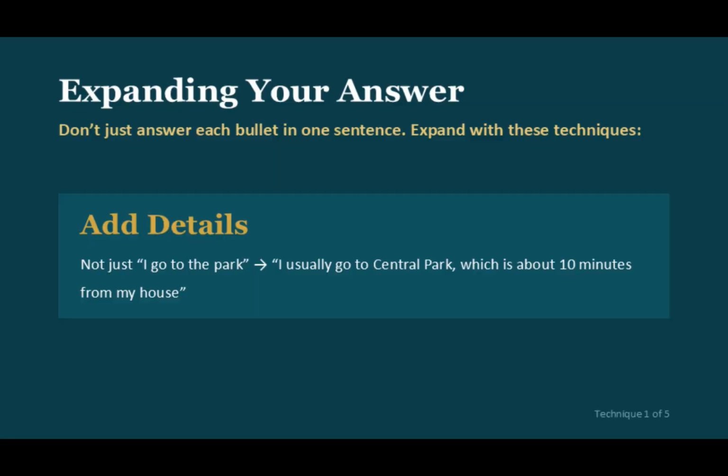We can add details to the answer, right? Not just "I go to the park," but "I usually go to Central Park, which is about 10 minutes away from my house." That bit of extra detail adds a couple of seconds to your time, and it also gives the examiner a bit more information about what you are talking about, right?